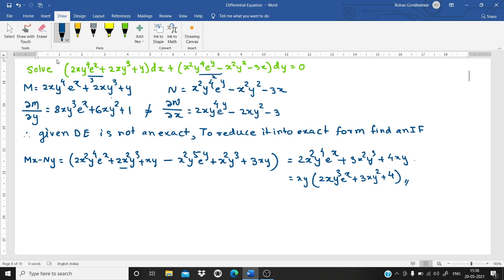Yes. If I go on define 1 upon Mx minus Ny as an integrating factor, what happens? 1 upon xy into this bracket. So my integrating factor is bigger, and it becomes difficult to manage the calculation part. Is it? So for that I'm going to skip the second rule. We now follow the third or fourth rule. Are you clear with this?